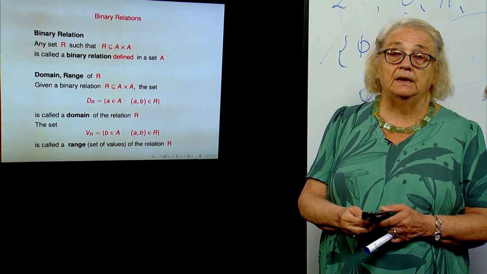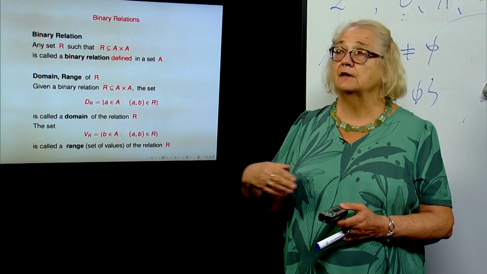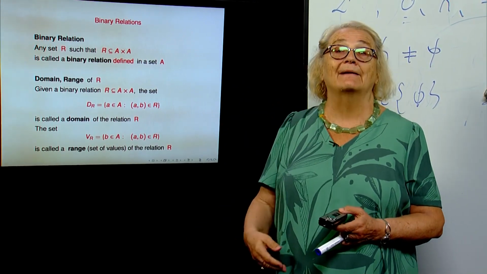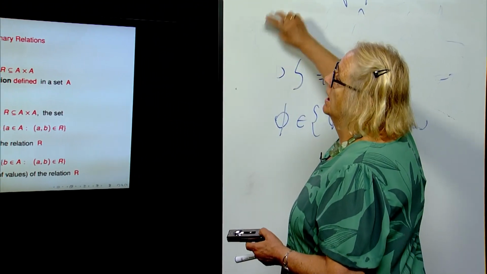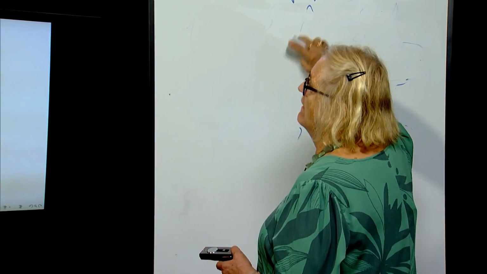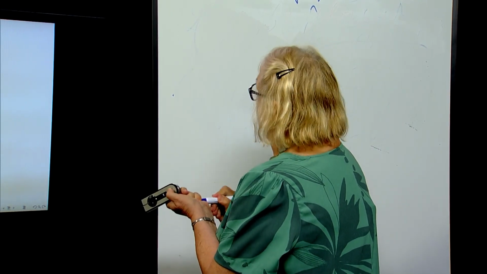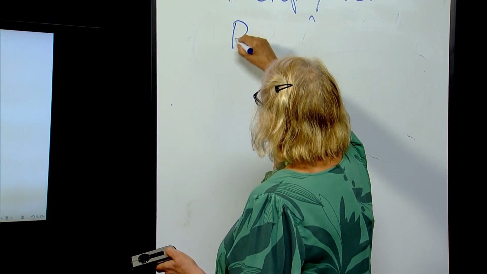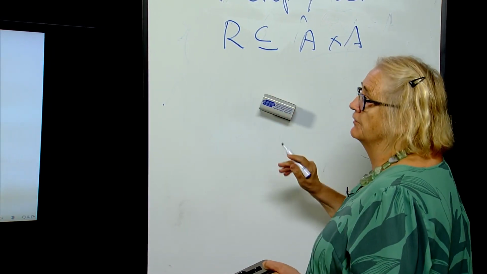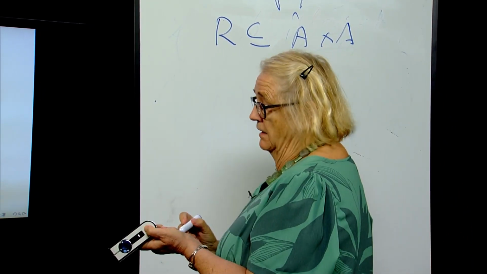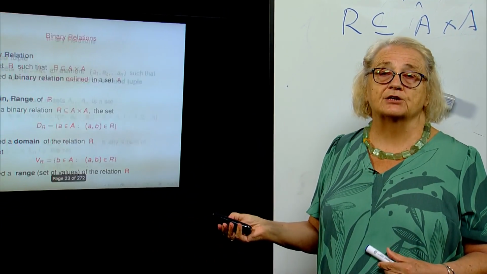Now, we need the Cartesian product of two sets. If you have the Cartesian product of two sets, we define a binary relation, and we say that a binary relation defined in a set A is any subset of A times A. So it's a set of pairs, and you have a definition of the domain and the set of values of the relation.